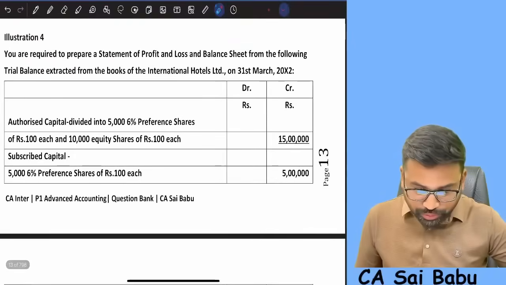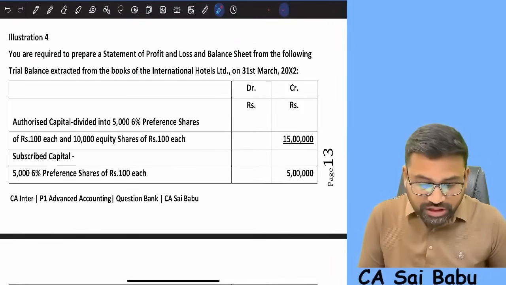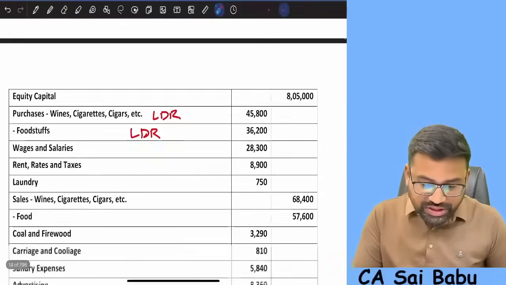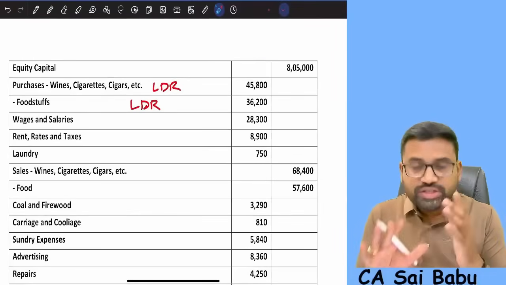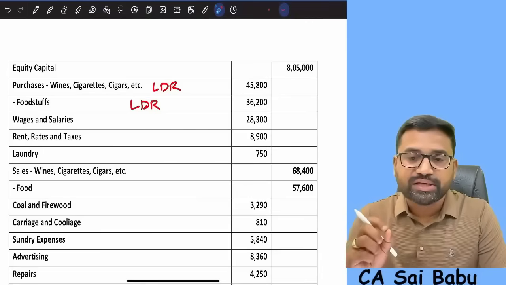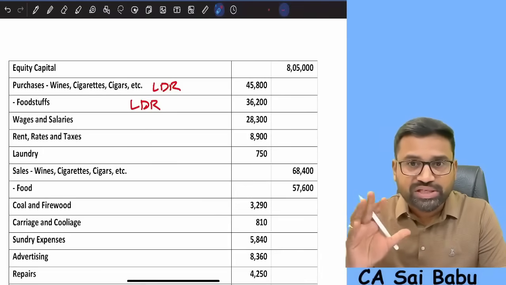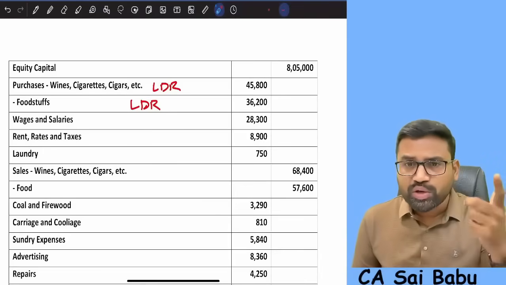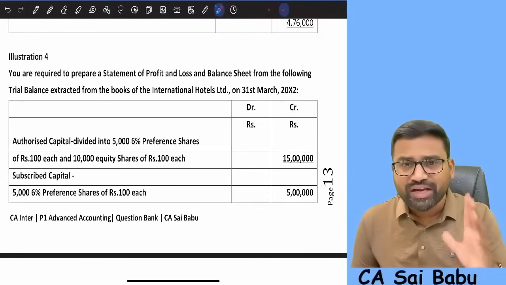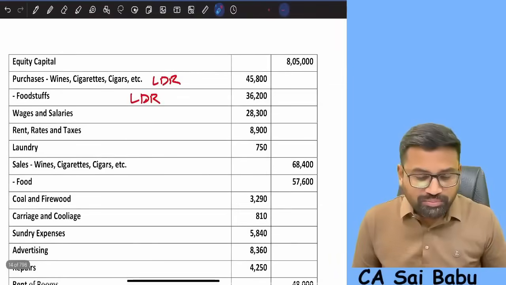Next, coming to problem number 4, sir. Illustration number 4, International Hotels Limited. See, in this question, sometimes when you are preparing the financial statement, you need to see the nature of business also. Now, for a hotel, in this question, the main adjustment is what? Inventory adjustment.